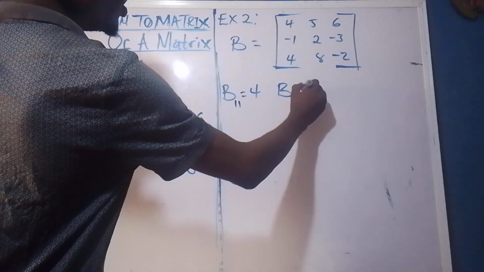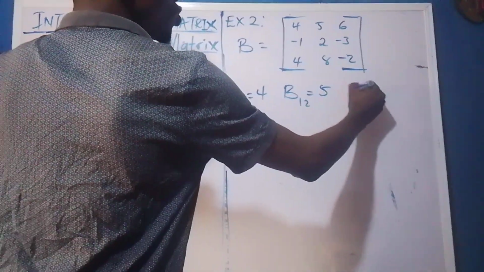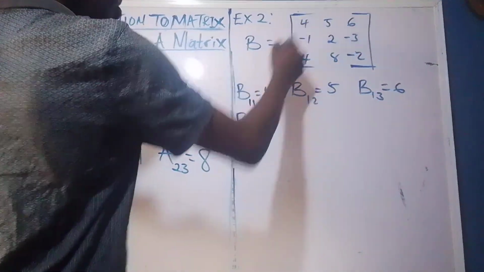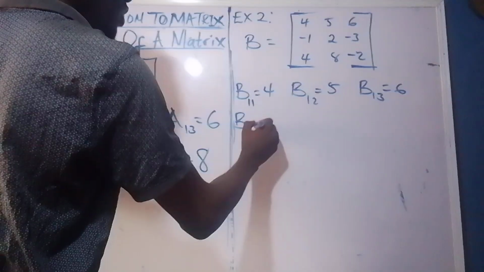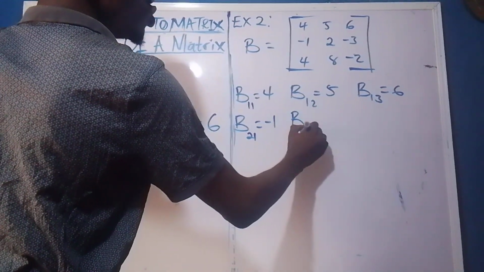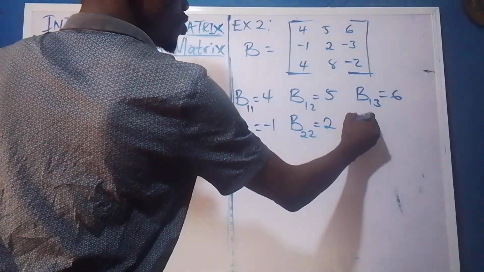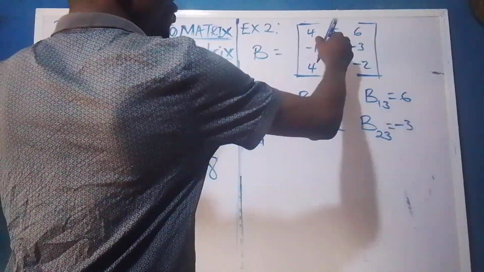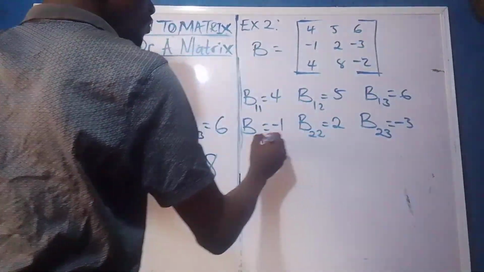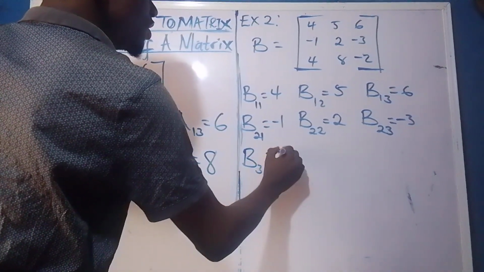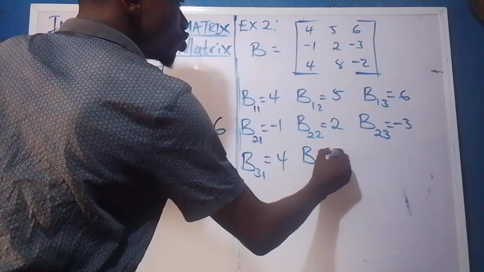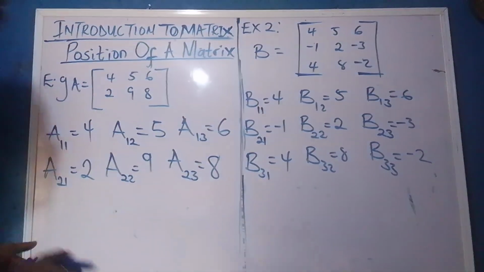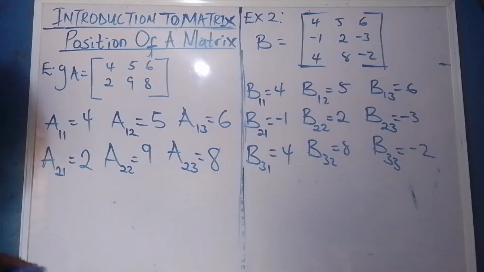The second one is row 1 column 2, which is 5. And the next one is row 1 column 3, which is 6. Then the next one is row 2 column 1, which is -1. Row 2 column 2, which is 2. Row 2 column 3, which is -3. Just follow it. Then the next one is row 3 column 1, which is 4. Row 3 column 2 is 8. And row 3 column 3 is -2. So this is how to do the position of a matrix.